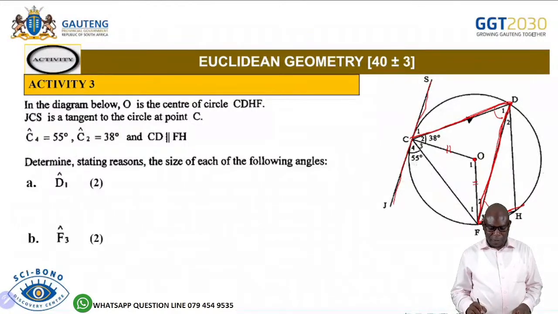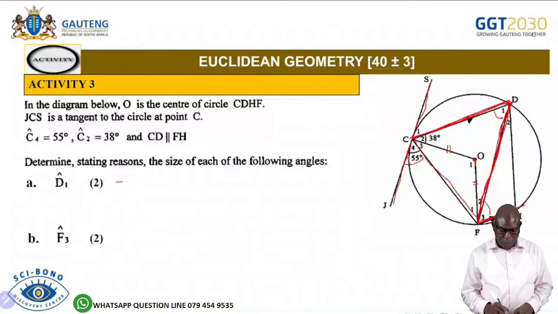C4 is 55 is given. C2 is 38 is given. CD is parallel to FH. I've already indicated that. Now, state with reasons what will be D1. So D1 will be equal to 55 degrees. What is the reason? The tangent and the chord theorem. Tan-chord theorem. So now it means that D1 will be equal to 55 degrees.